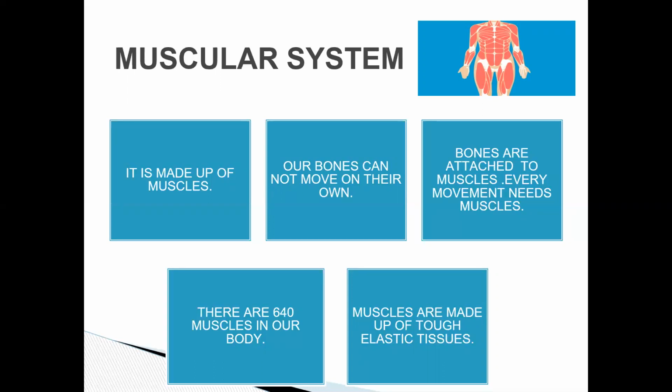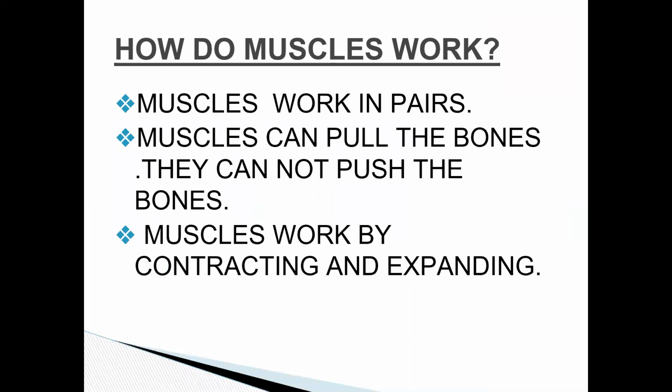Muscles, what are muscles made up of? Muscles are made up of tough, elastic tissues. They are like rubber bands. They are elastic. They are stretchable. And now, how do muscles work? This we will study. Muscles work in pairs. They cannot work alone. They work in pairs.